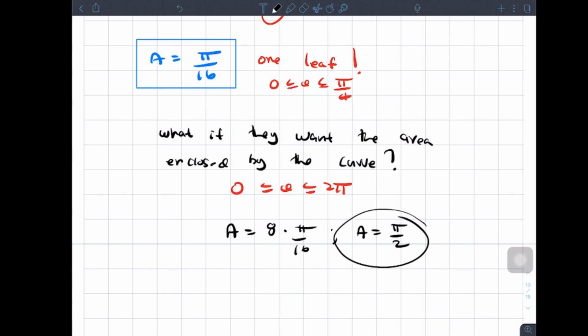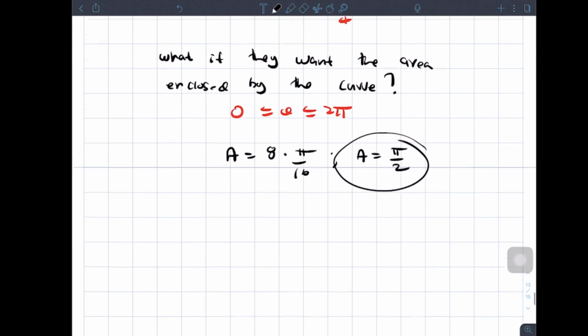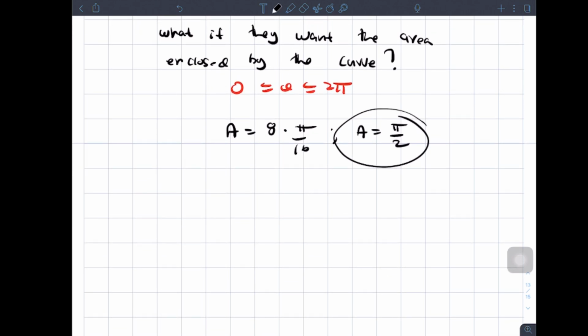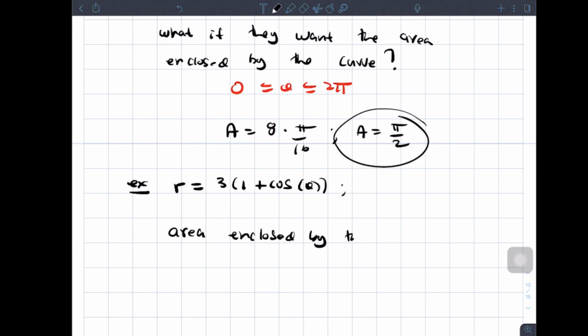Now, I want to try to see if we could squeeze in this example, since we're on the idea of, what if they want the area enclosed by a curve? And you go, the whole area? Yes, the whole area. Let's give you another curve. R equals 3 times 1 plus cosine theta. And they want the area enclosed by the whole curve. The whole curve.